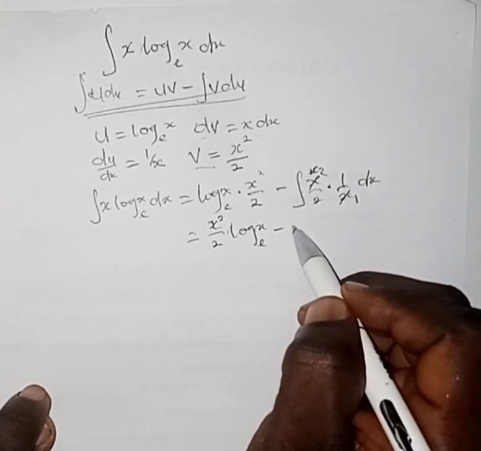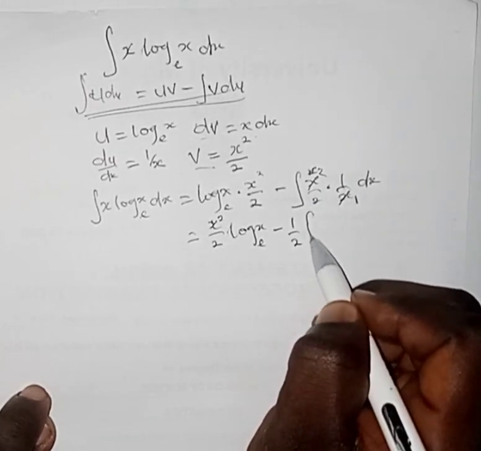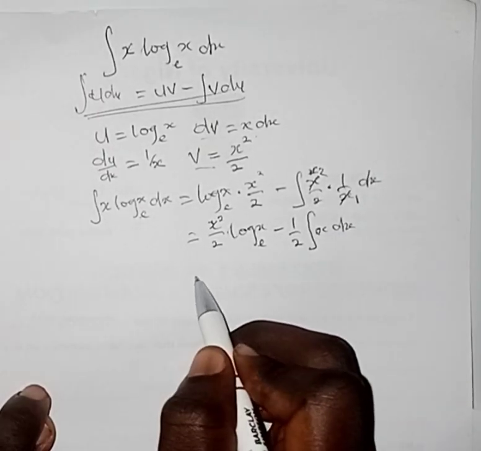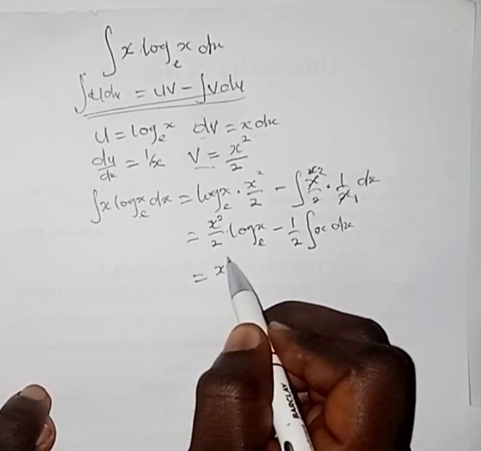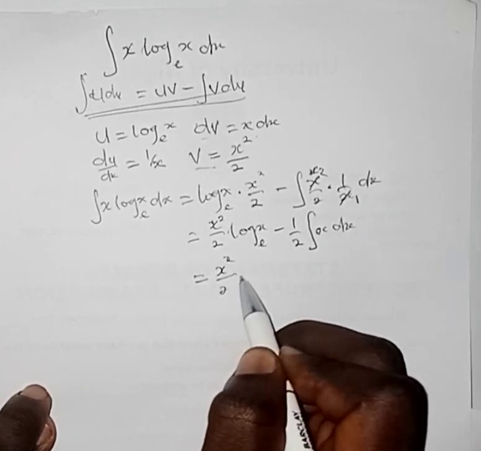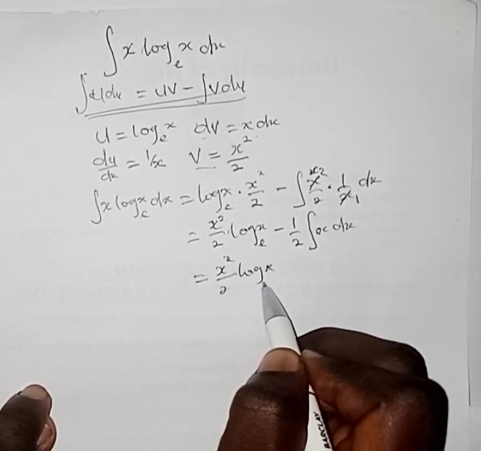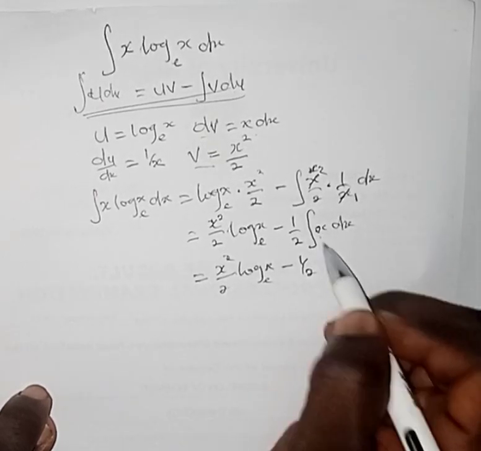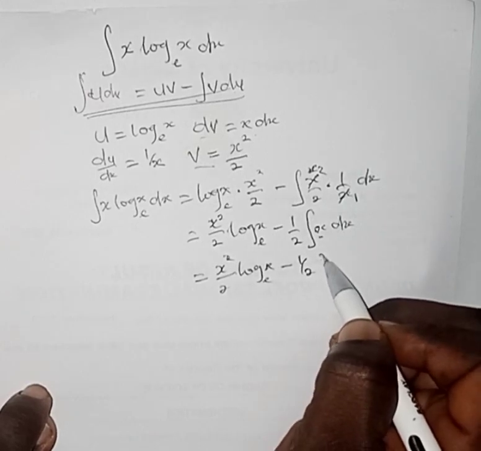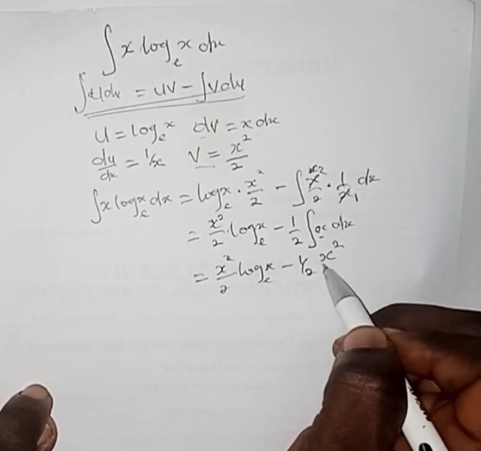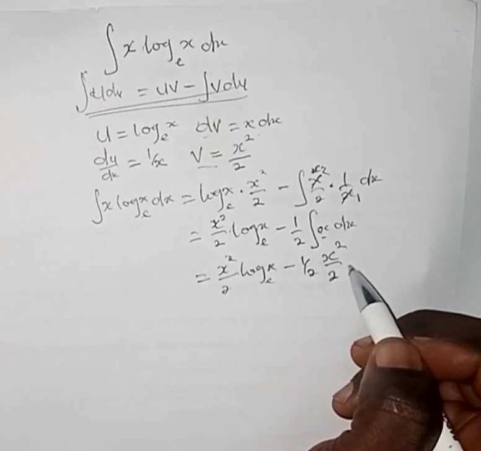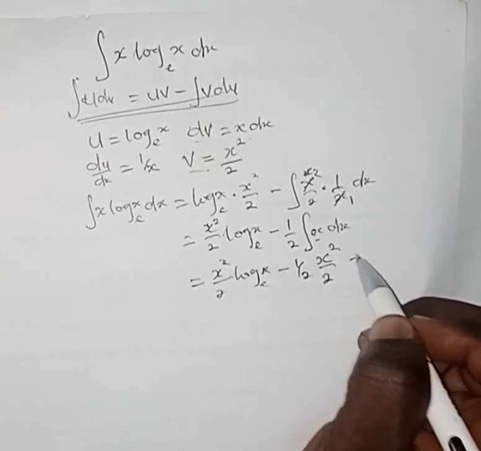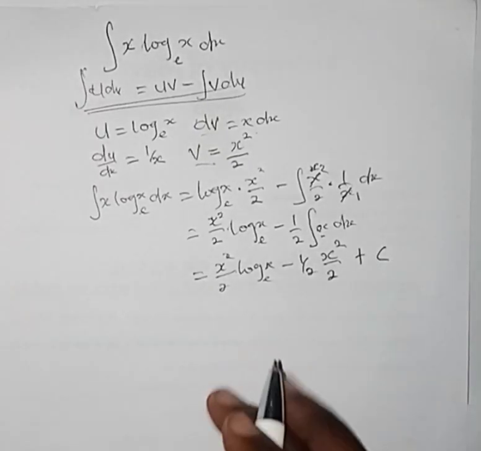And then of course I will also want to factorize the 1 over 2 out, and then I'm having the integral of x dx right here. So moving further, I am going to be having x squared over 2 log x base e minus 1 over 2. So I can now go ahead and integrate this function here, and if I integrate that, what I'm going to be having is x squared divided by 2. Very important. Now of course I'm also going to be having my constant of integration.